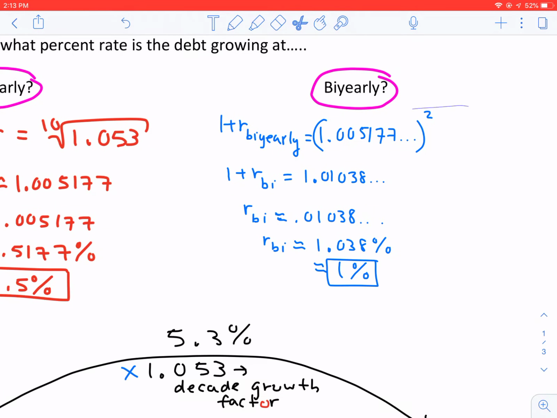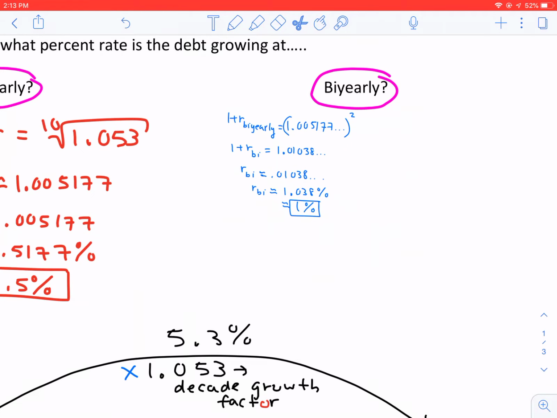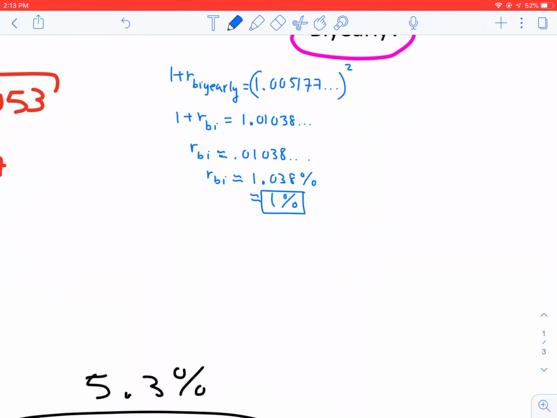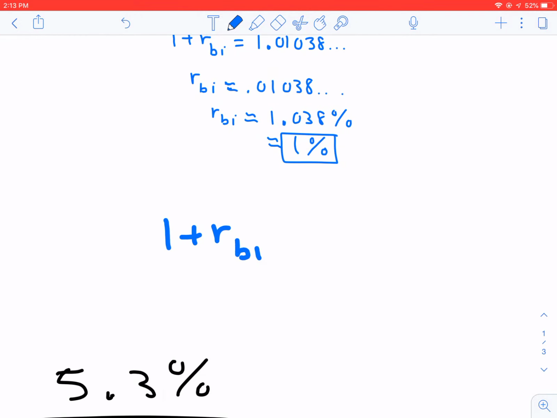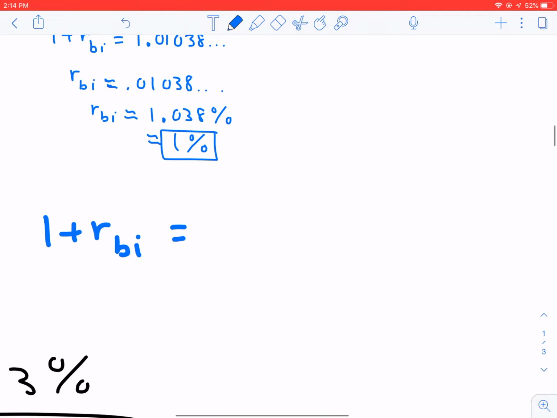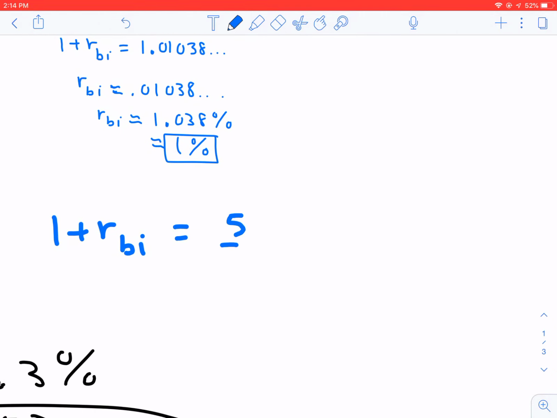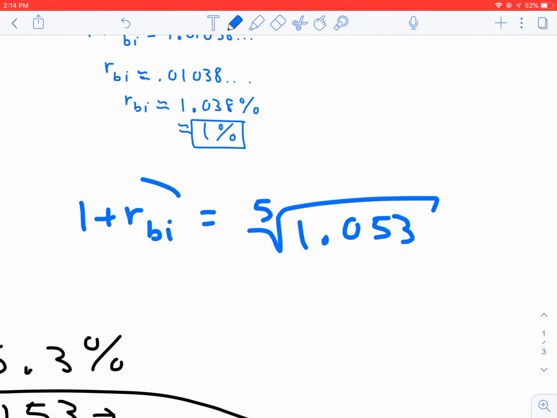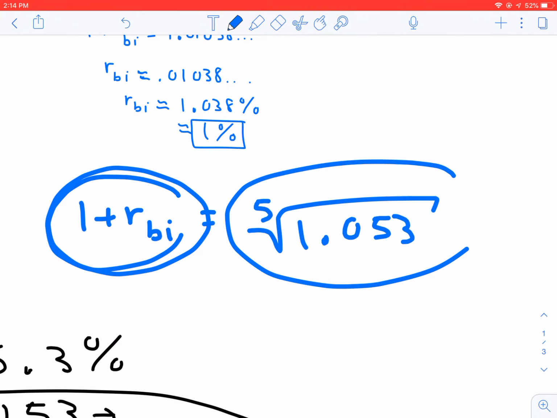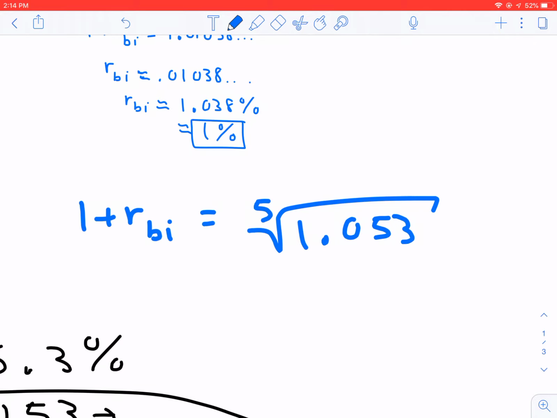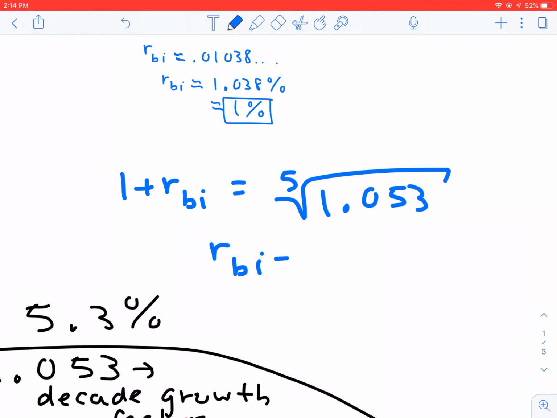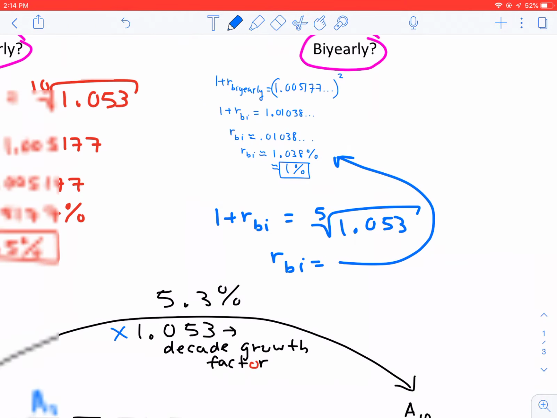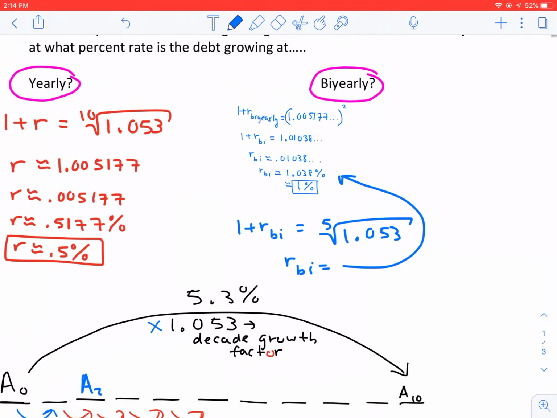So using the decade growth rate or growth factor again, I could also say 1 plus the bi-yearly growth rate is going to equal the fifth root of 1.053. All right, so our bi-yearly growth factor is equal to the fifth root of the decade growth factor, and solving for this again, that's going to be exactly the same. All right, cool.